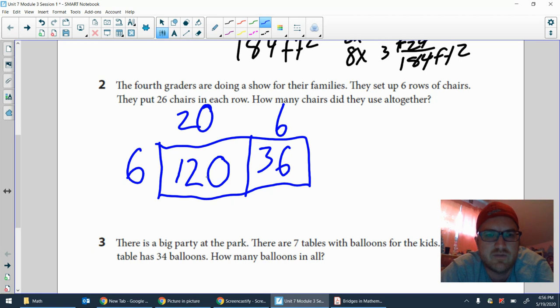So we have our 2 areas. We have an area of 120 and an area of 36. So we need to put those areas together. We add them up and we get to 156. And this time we don't have necessarily an area, but when we go back and look at our unit, it is chairs. We had that many chairs in each row, so it's a total of 156 chairs.